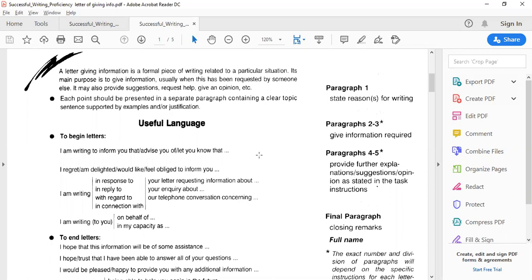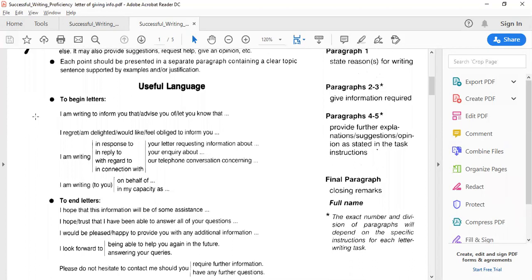So this is what we call a letter of giving information, which was the introductory part of writing informational letters, or letters that contain information to be provided to someone else. Each point should be presented in a separate paragraph containing a clear topic sentence supported by examples or justification. So in an informational letter, each paragraph contains a separate idea, and these ideas are linked together with the linking words or transitions that we have already talked about.